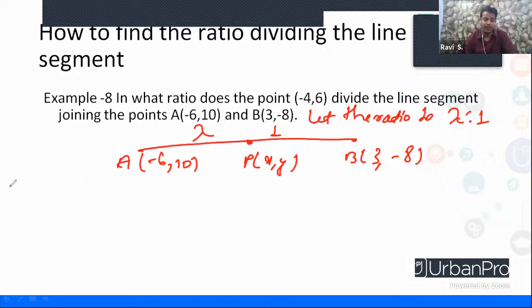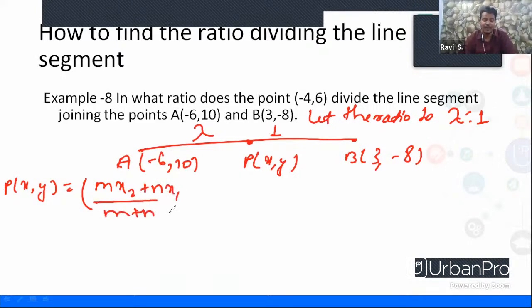We all know the section formula, guys. It's quite easy now, as I am teaching you. So it is m x2 plus n x1 by m plus n, and here again m y2 plus n y1 by m plus n. Now, what is P x y here? I don't know.